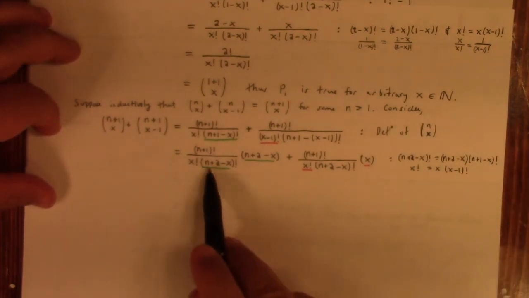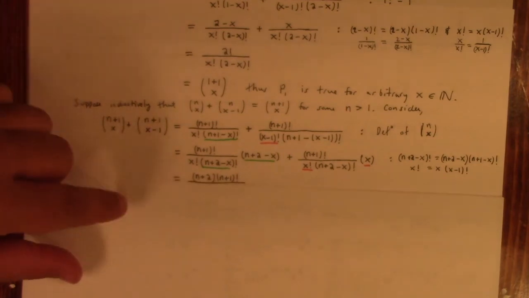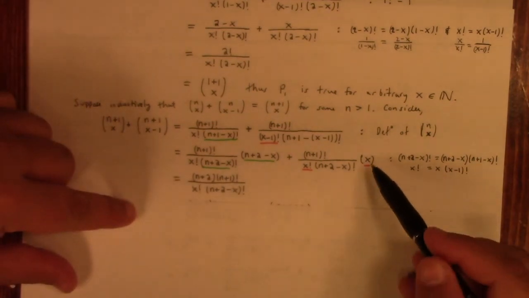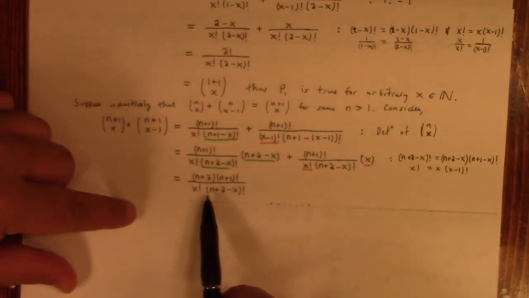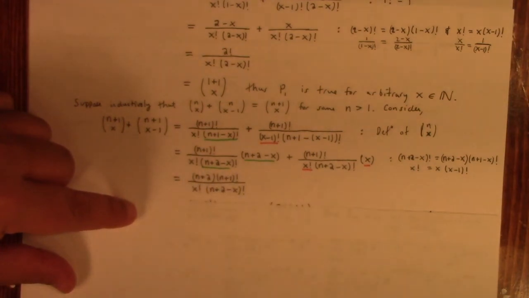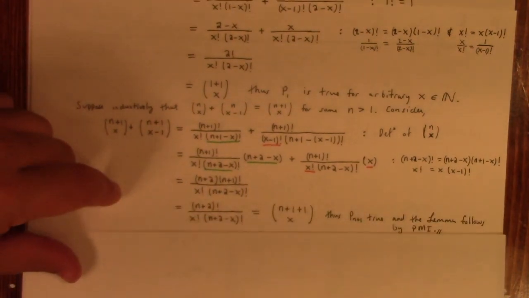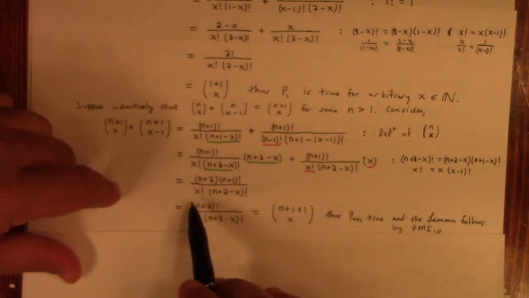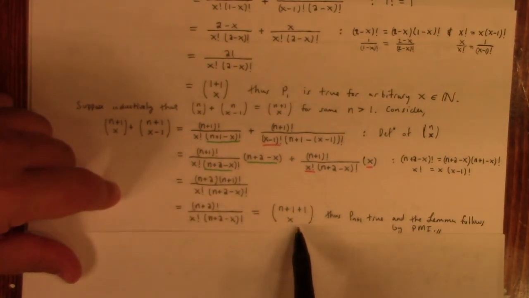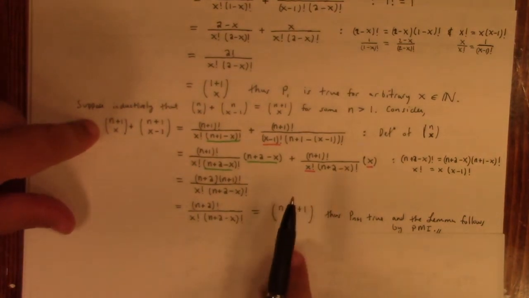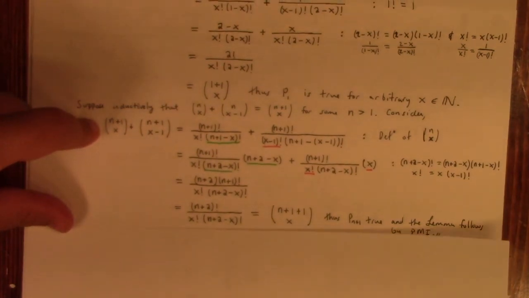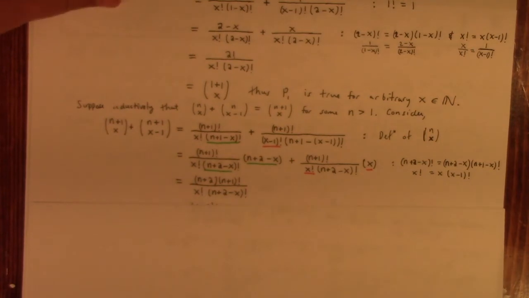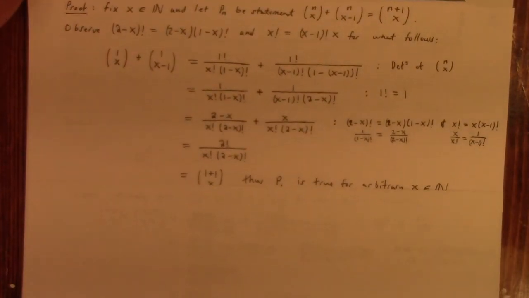All right, great. Now we've got a common denominator. And as such, we can put those things together. When we do, the x's cancel. And we're just left with n plus 2 times n plus 1 factorial. Right, but this is by definition n plus 2 factorial over x factorial times n plus 2 minus x factorial, and that is exactly n plus 1 choose x, which is what we needed to show in order to prove that P of n plus 1 is true. Therefore, the lemma follows by proof by mathematical induction. Now, the reason I called this a lemma is because it's a result we're going to call for in an upcoming proof. All right? So let's go to it.